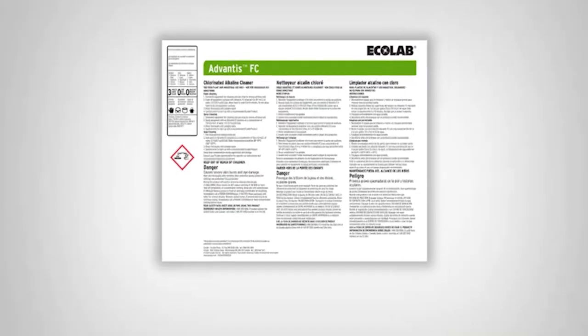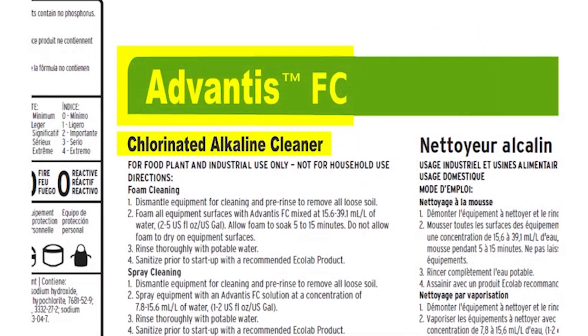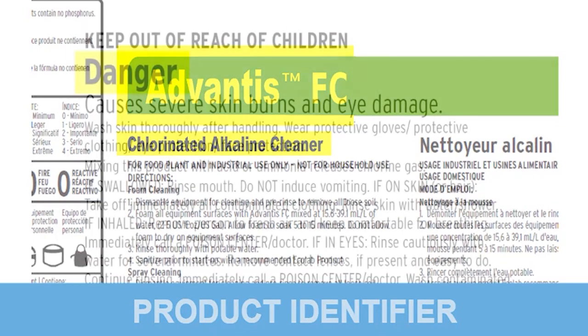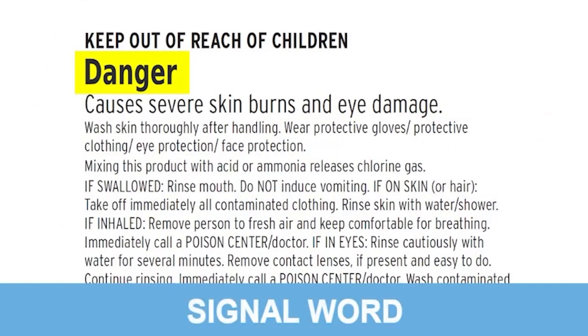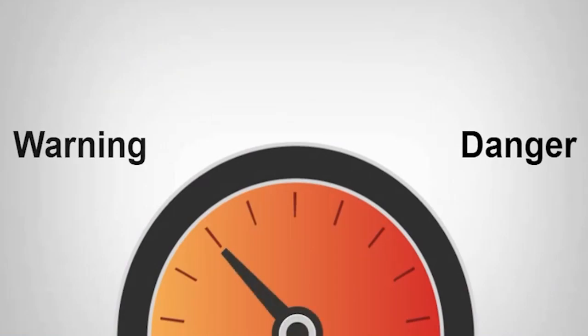A label includes specific types of information. The first thing you should look for on a label is the product identifier, so you know exactly what chemical you're using. The product identifier includes the name or brand name of the chemical as well as the product descriptor. The signal word will tell you the level of hazard severity of the chemical. For severe hazards, the signal word is danger. For less severe hazards, the signal word is warning.